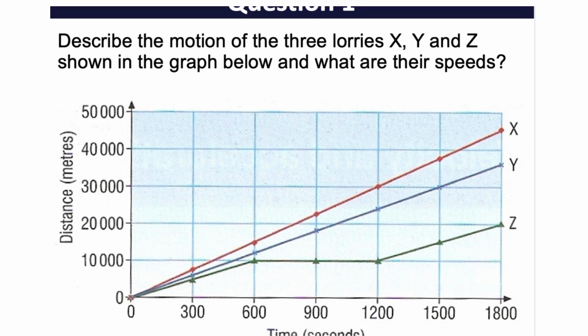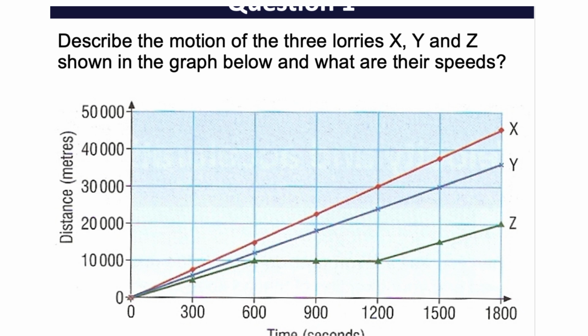This graph tracks their progress, showing us how far they traveled in meters over a period of 1,800 seconds, which is exactly 30 minutes. Highlight the red line for lorry X. First, let's follow lorry X, represented by the red line. From the moment it starts, lorry X is a picture of consistency. It moves at a steady, constant pace, never stopping, never slowing down. As you can see from the steep, straight line, it's the fastest of the three, pulling ahead of the others early on and maintaining its lead throughout the entire journey.